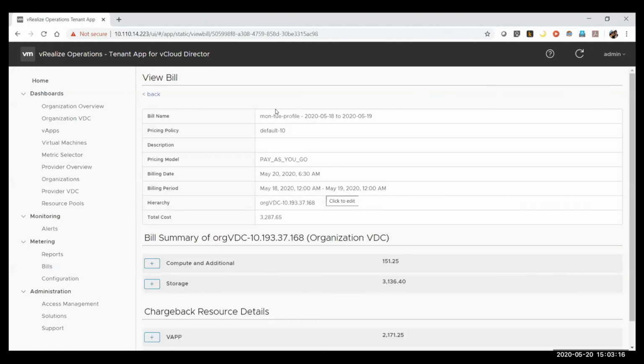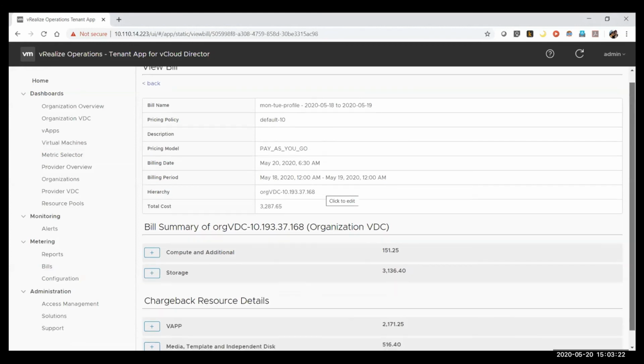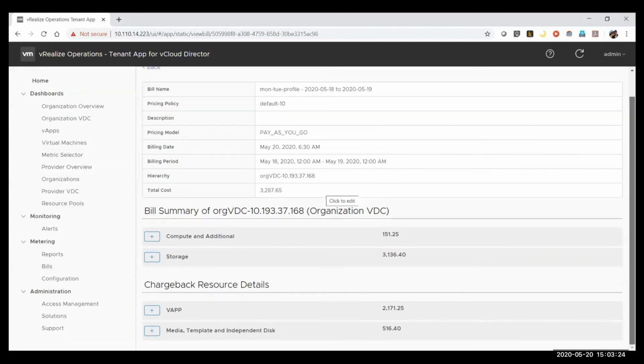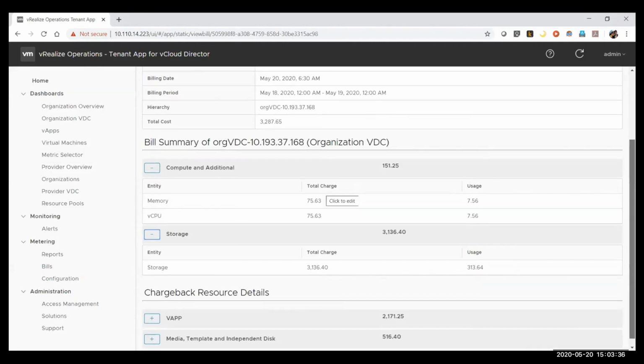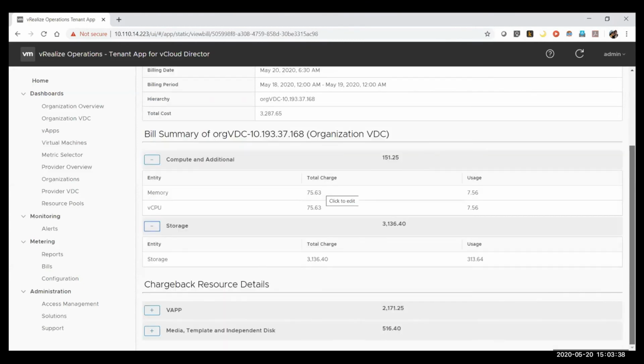So it says what was the bill, which was the pricing policy that was used, what's the model of this. So this bill is generated on one of the org VDCs. It says which is the org VDC, what is the type, what is the total cost. And you can see there is a summary which breaks it up into how this bill comes to this cost of 3,287. So what is the memory cost? What is the CPU cost? What is the storage cost?